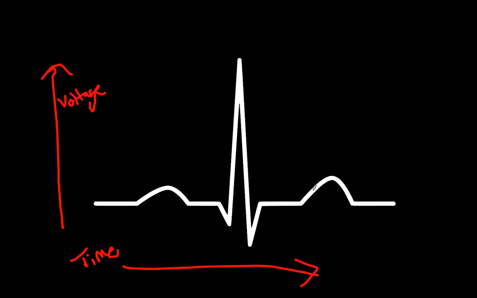What we have here, this very initial deflection, is called the P wave. And then we have these three different points: a downward deflection, a very sharp upward deflection, and then another downward deflection. Each of these points has their own letter as well. This is Q, this is R, and this is S. Together, this whole section right here is called the QRS complex.